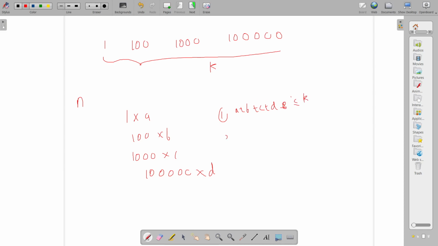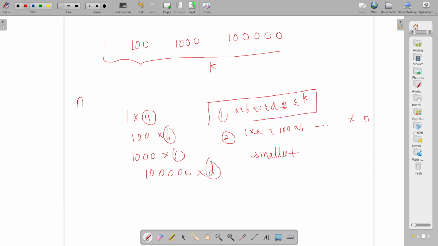And the second is that 1 into a, that is their sum, plus 100 into b and so on, is not equal to n, and you have to find the smallest such n. That is, no matter whatever combination of a, b, c, d you take with this particular constraint, you can never get the value n, and you want the smallest such number.